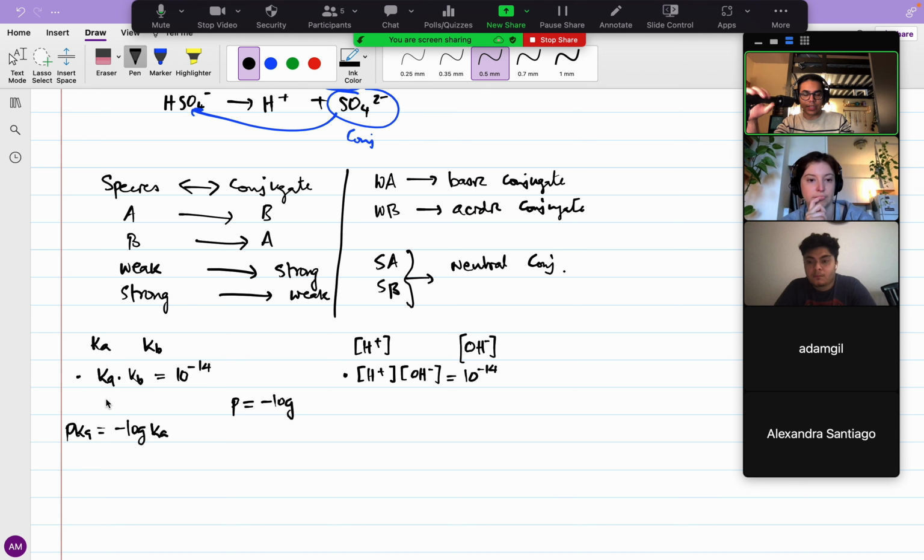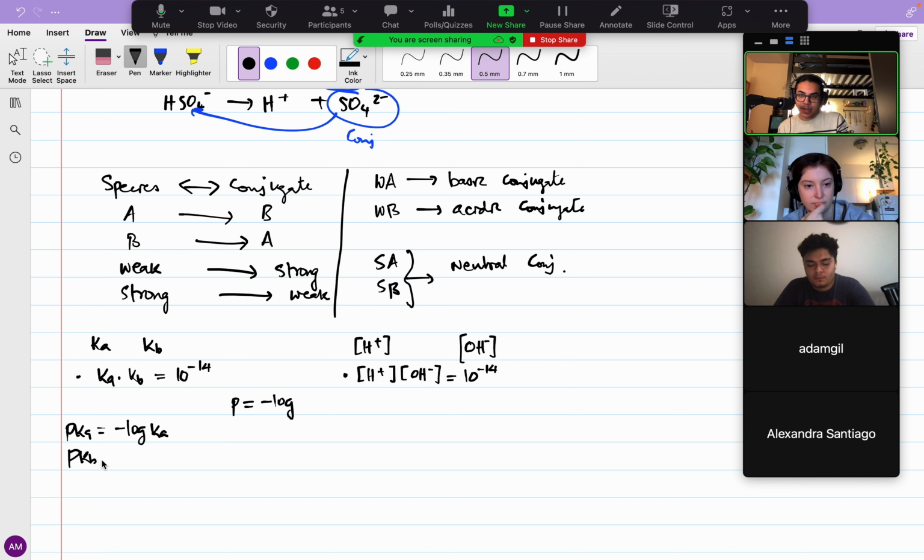If it's acid dissociation, it's A, base dissociation, B. In chapter 15, you'll see for solubility, it'll be KSP. Another thing called complex formation will be KF. It's just the same thing in different contexts.